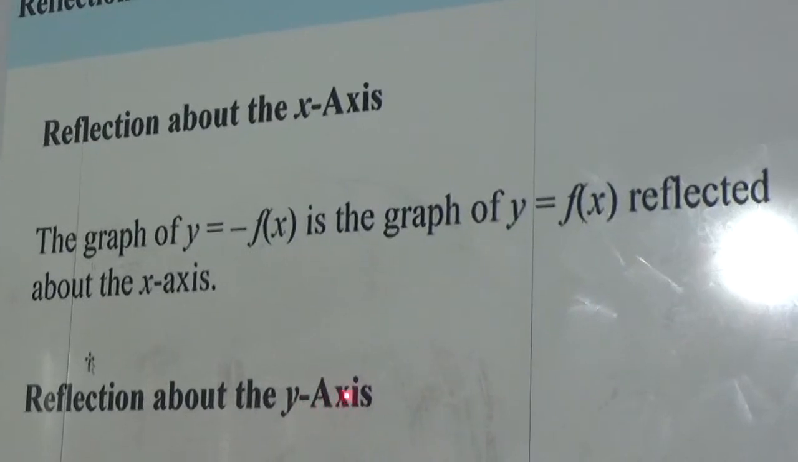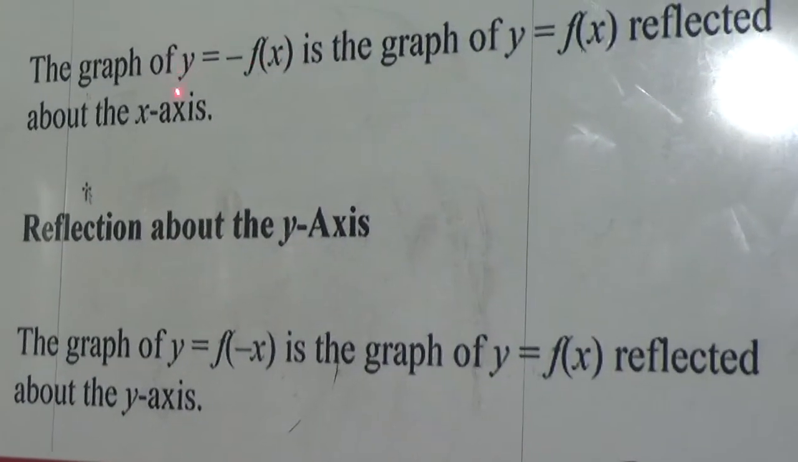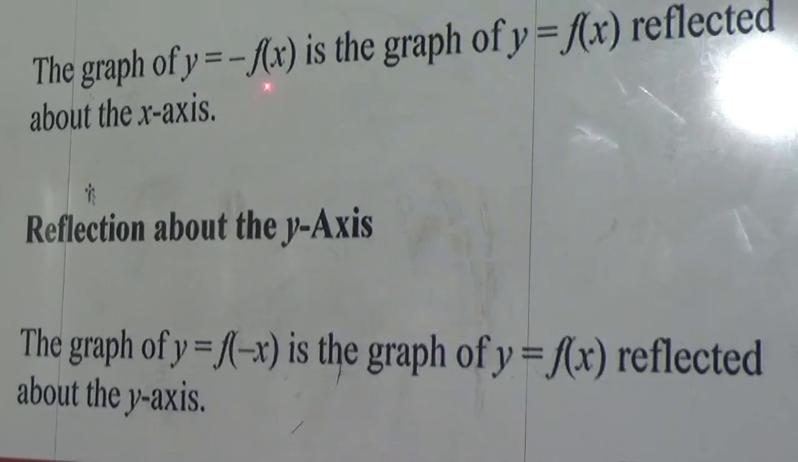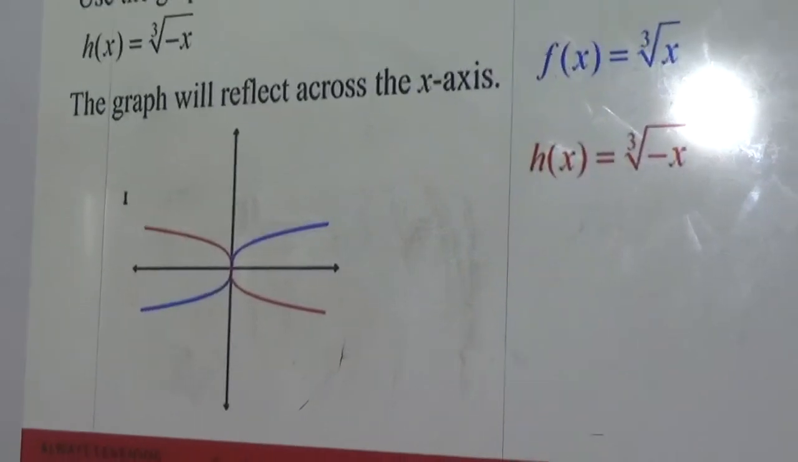A reflection about y, notice the difference again. Here we're taking the negative of the y value. Remember, y and f of x are the same thing. Here we're taking the negative of the x value. So if we're given a function and then we change it to, instead of f of x, f of negative x, that reflects the graph about the y-axis. The x value changes from positive to negative or negative to positive. And here's an example of that.